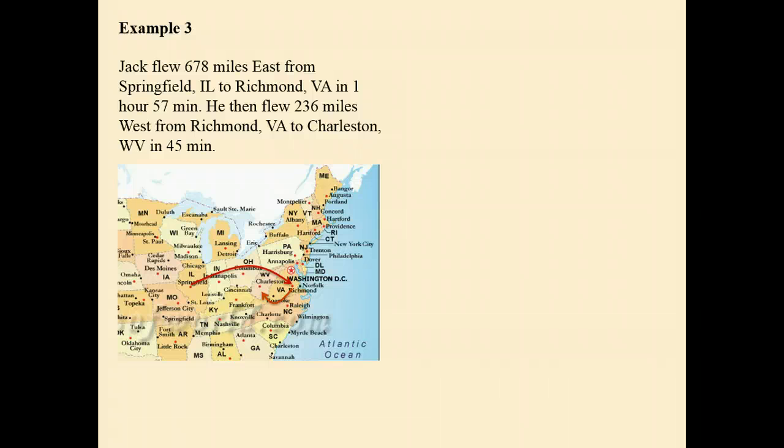Okay, let's do example number 3. Jack flew 678 miles east from Springfield, Illinois to Richmond, Virginia in 1 hour and 57 minutes. He then flew 236 miles west from Richmond, Virginia to Charleston, West Virginia in 45 minutes. The question is, what is his average speed during the trip measured in miles per hour?